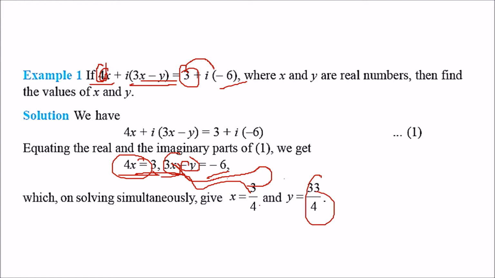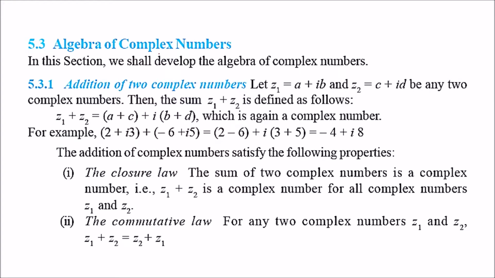Y is 3π by 4. This is how we get x and y. What about the algebra of complex numbers? As we have seen about the algebra of normal numbers, algebra of complex numbers is also possible.